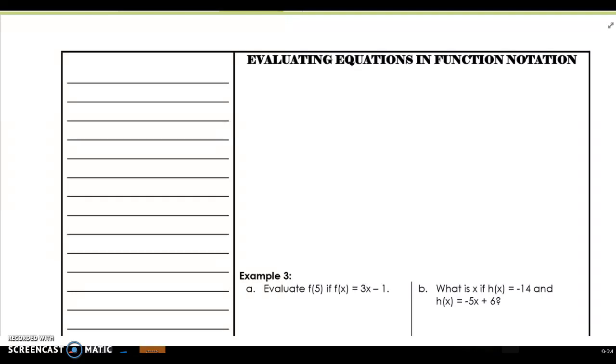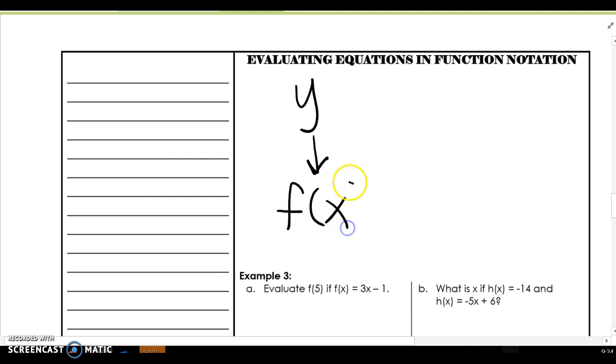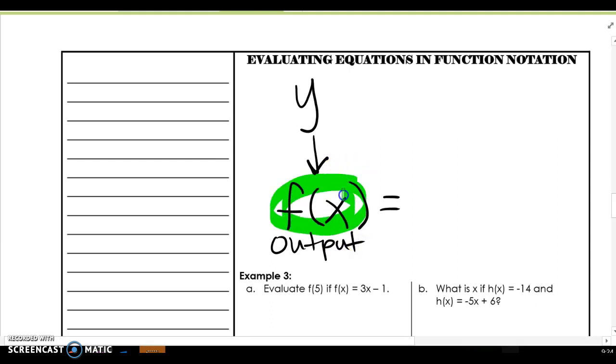Okay, this video is to talk about the second part of our function standard, which is using and evaluating equations in function notation. So instead of y, you're going to see function notation, which is f of x equals. So f of x is in place of y. F of x then represents the y because y is the output. So again, that's the totality of f of x.